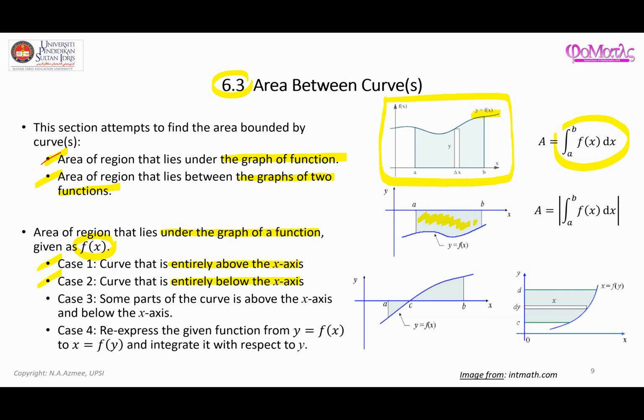Alright, next, the third case is where you have some parts of the curve above the x-axis and another part is below the x-axis. For example, this is below the x-axis and this is above the x-axis. Therefore, the area should be evaluated accordingly. For example, this area is going to be positive and this area is going to be negative. So you have to turn this area into a positive area and then you will find the total area of this.